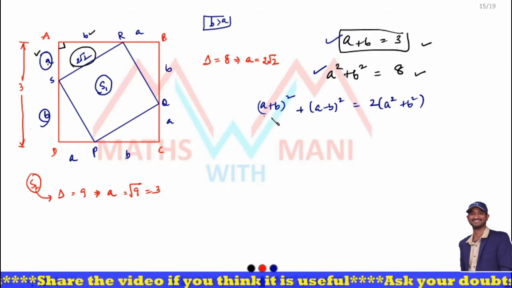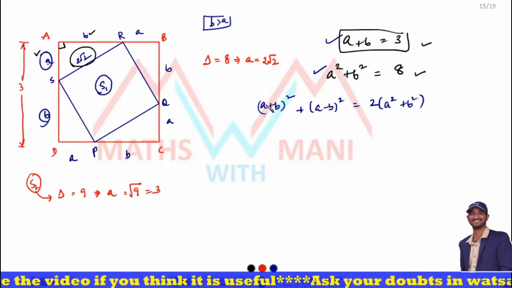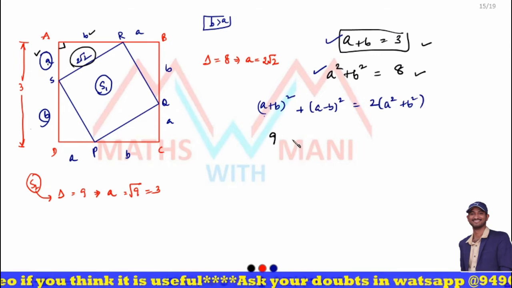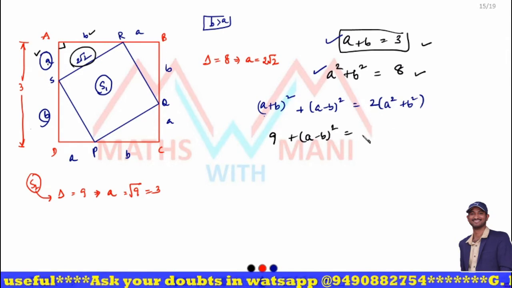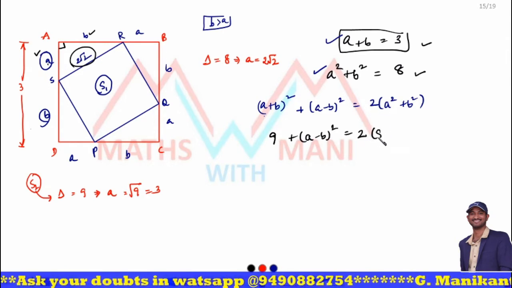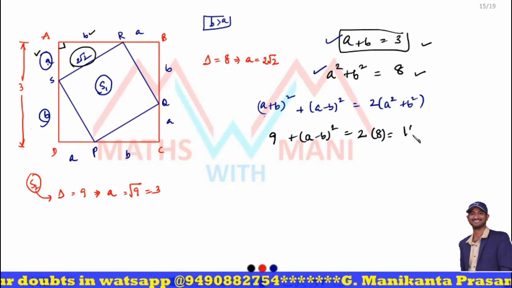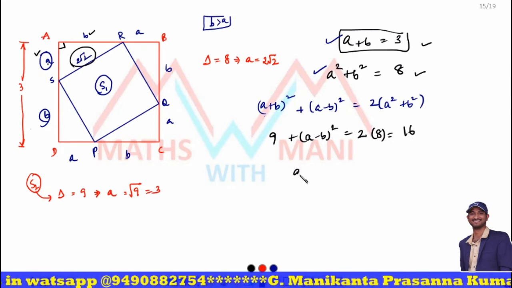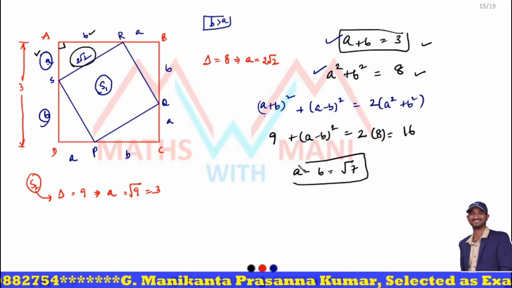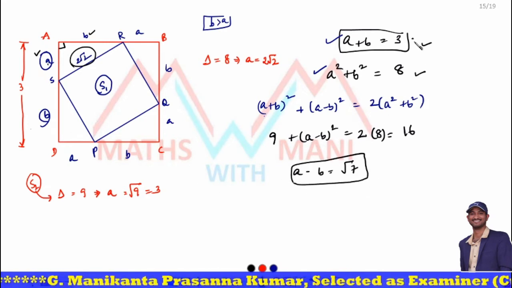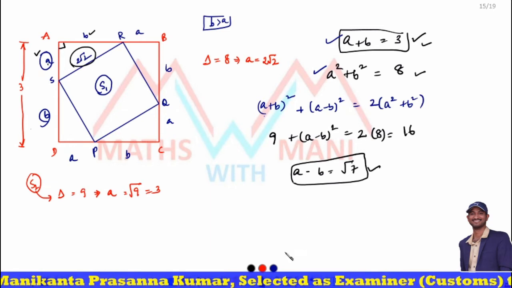So a plus b is 3, which means (a plus b) whole square is 3 square, that is 9, plus (a minus b) whole square equals 2 into (a square plus b square), which is 8. 2 into 8 is 16. 16 minus 9 is 7. So what is the value of a minus b? Root 7. Observe clearly: a plus b is 3 and a minus b is root 7.